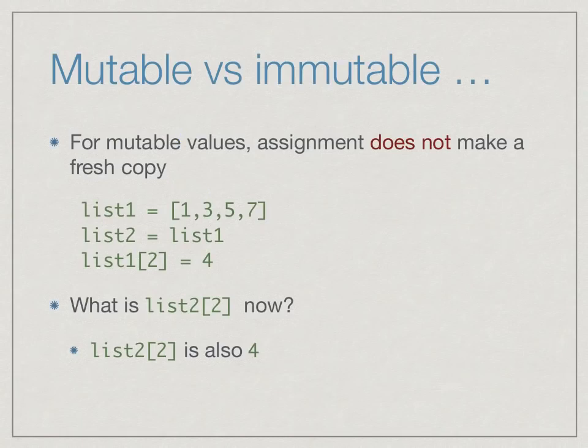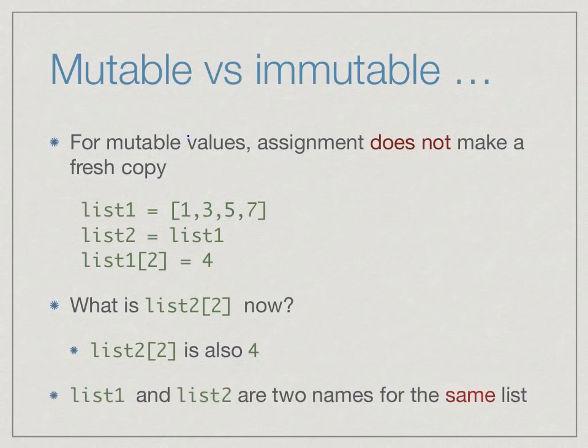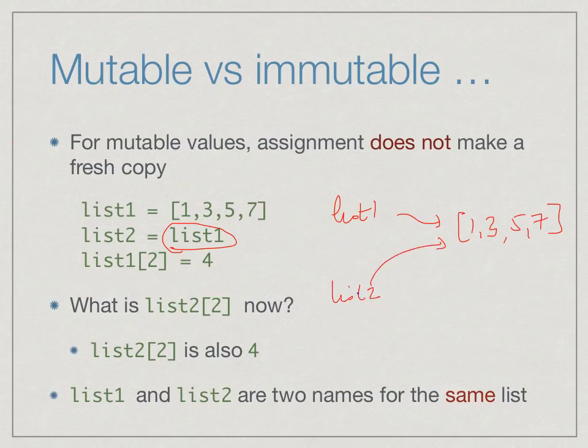List 2, 2 is also 4, and that is because when we make assignments like this from one name to another name, and the other name holds a mutable value, in this case, the only mutable type that we have seen so far is a list, then instead of saying that there are two copies, we actually just say that list 1 is pointing, if you like, to a value of list 1357, and now we also have another name for the same list, namely list 2. So if we go and change this value to 4, then list 2 also has the same value 4 at this position.